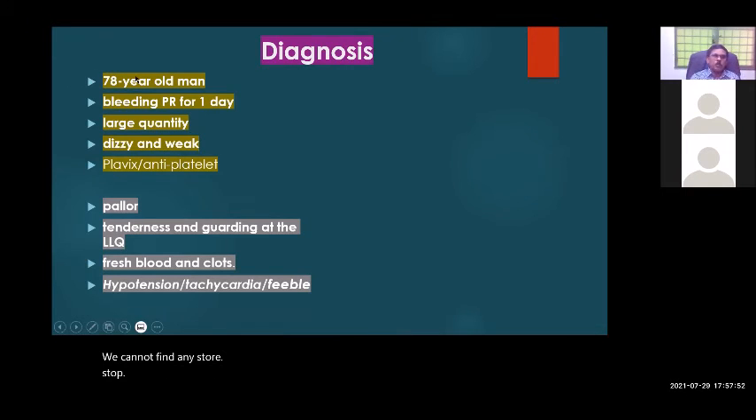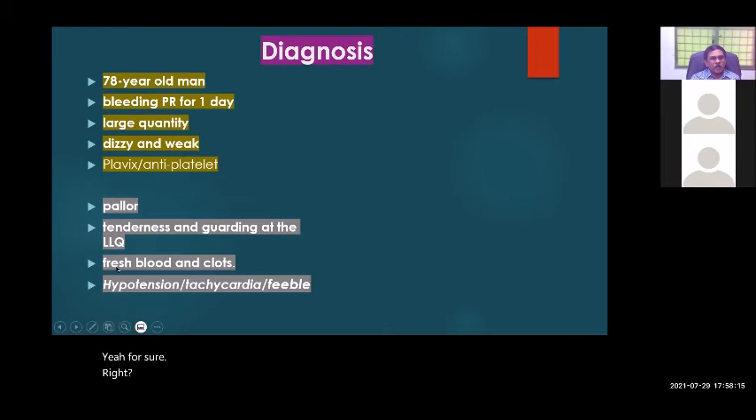So in this patient, you must look for a cause. When you examine, he is slightly pale, with tenderness and guarding at the left iliac fossa. So something is going on in the left iliac fossa region. What is the most common thing that can take place in the left iliac fossa? It is diverticular disease, diverticulitis and its bleeding.